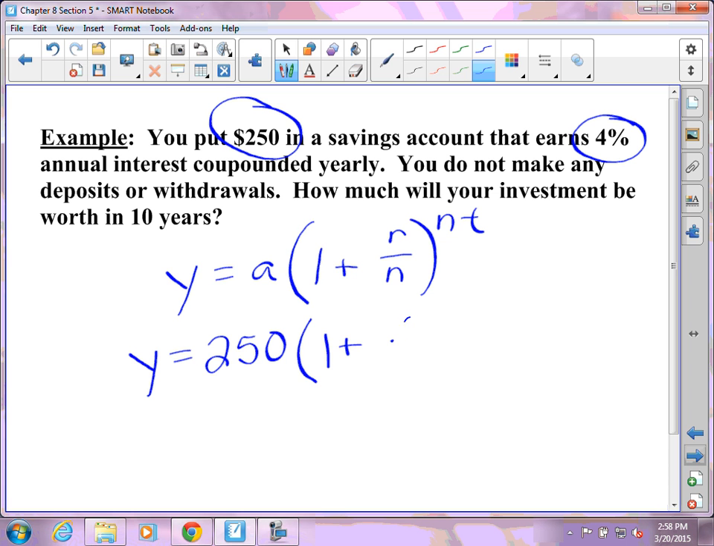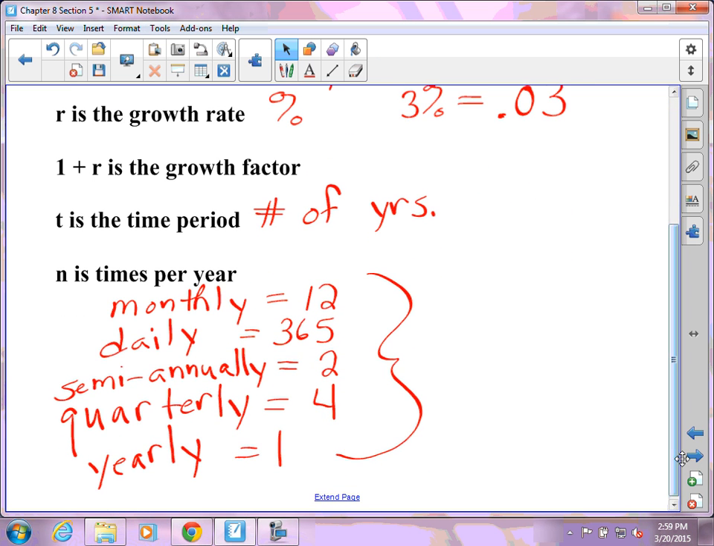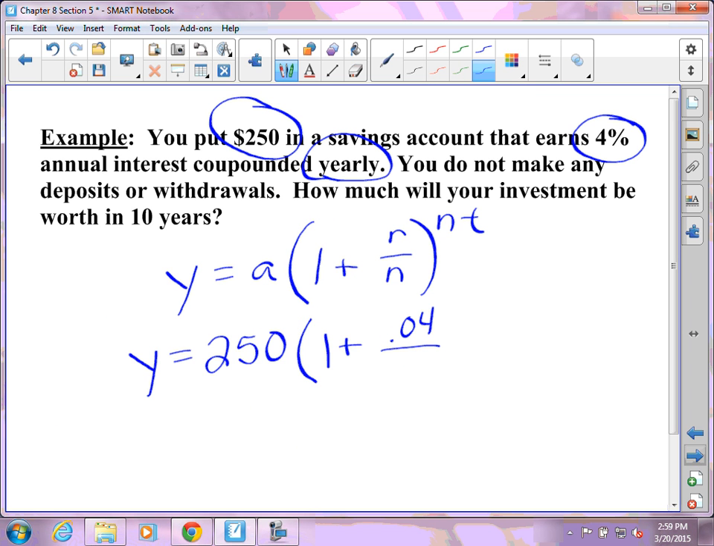And if you look at that list from the last page, remember we looked at it, monthly was 12, daily 365, semi-annually 2, quarterly a 4, yearly is a 1. So we are going to put a 1 underneath that. And then again, the n, we're going to repeat 1, and it's going to be times t. T is the number of years. If you look in the word problem, you'll notice it's 10 years.